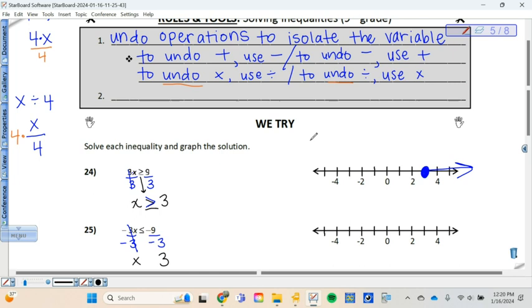This is the part you have to remember, so let me write it in red, and you should all have this written down right here. If you multiply or divide by a negative, we have to flip the inequality, flip it the other direction. Okay?